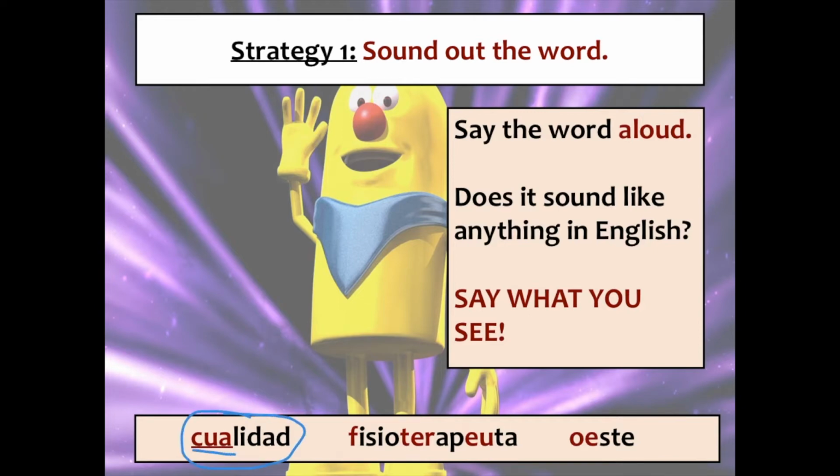Obviously you've got qua, and in English we spell it with QU. It gives us the same sound, but it's used with different letters. Be aware of that, and that's why it's always useful to say the word aloud. The second one, fisioterapeuta. Again, it sounds like physiotherapist, more or less.